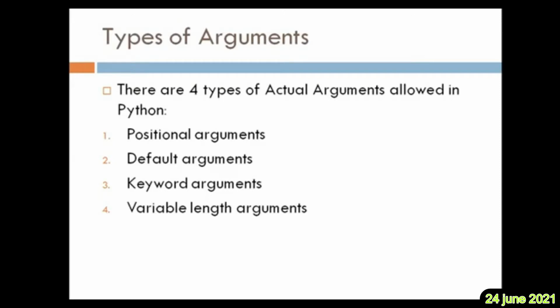We also discussed 4 types of arguments: positional, default, keyword, and variable length arguments. We also saw the difference between these. The name itself suggests positional arguments. Whenever you are calling a function and passing 2 values to receiving variables, they are assigned based on position. Suppose A, B are passed to x, y: A will go to x and B will go to y. That is positional.